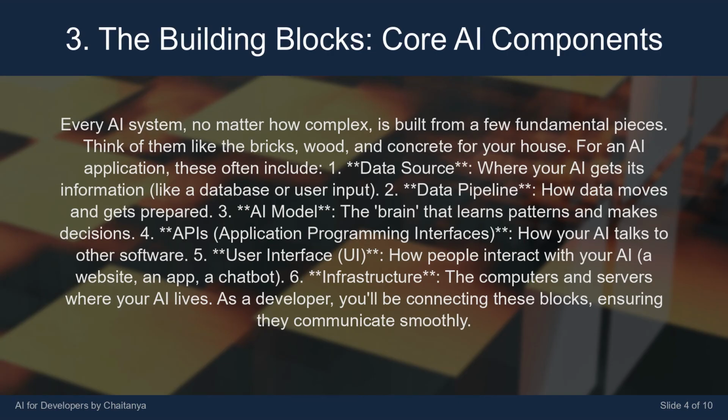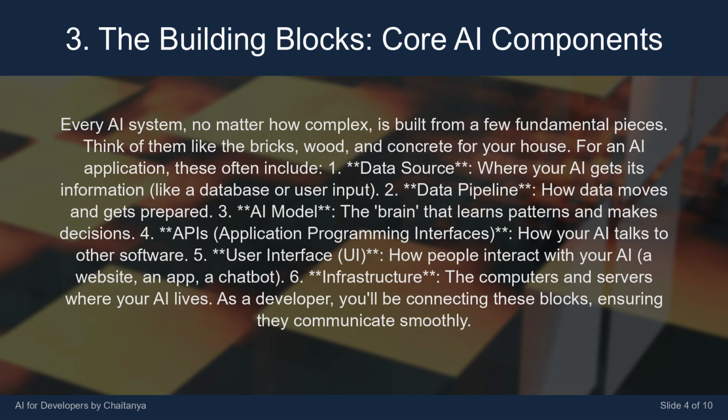Think of them like the bricks, wood, and concrete for your house. For an AI application, these often include: 1. Data source, where your AI gets its information, like a database or user input. 2. Data pipeline, how data moves and gets prepared. 3. AI model, the brain that learns patterns and makes decisions.